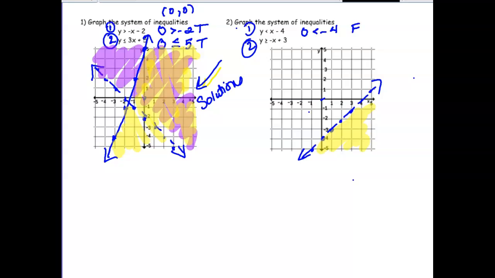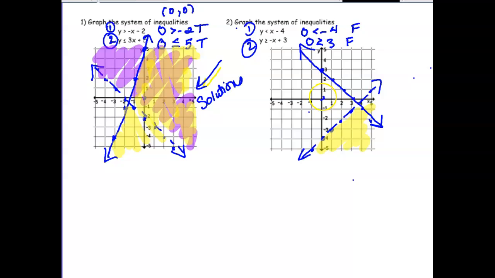Okay, now the second line, when I do it, I've got a +3 as my y-intercept, and my slope is -1. So it's going to look like this. But in this case, it's greater than or equal to, so I'm going to make a solid line. Then when I check the point (0, 0), I end up with 0 is greater than or equal to 3. That would be a false statement.